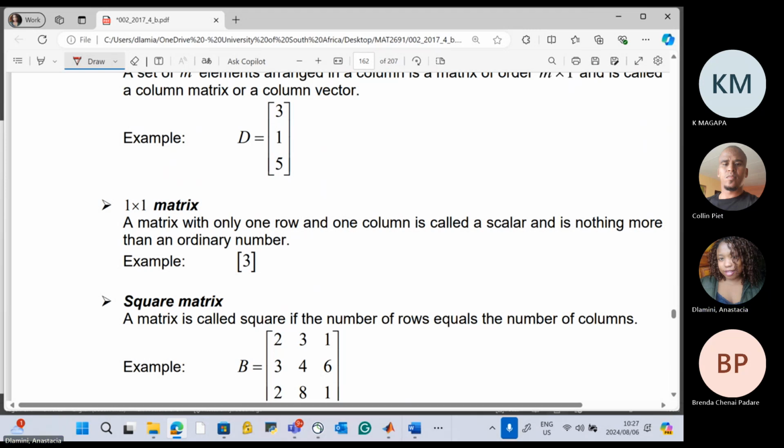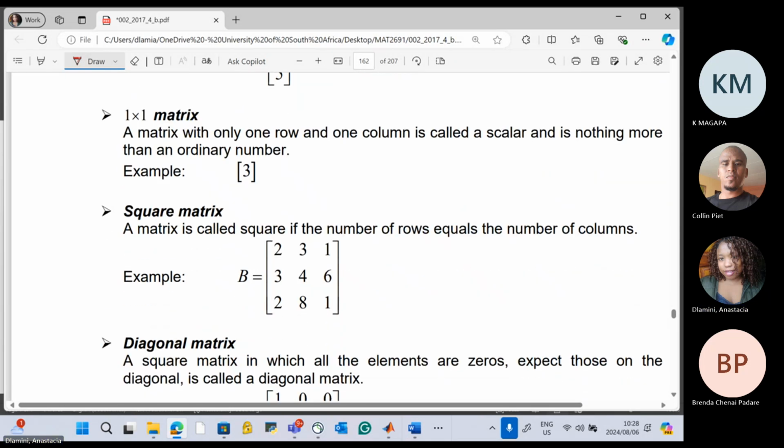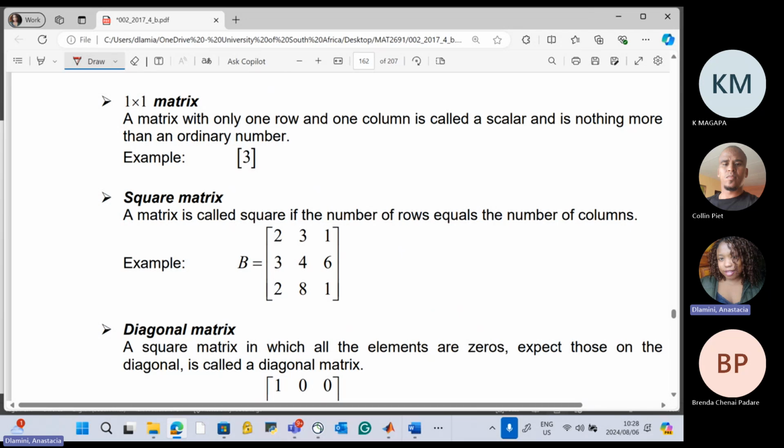Yes, ma'am. Now they say a 1 by 1 matrix, a matrix with only one row and one column, is called a scalar and it's nothing more than just an ordinary number. Yes or no? Together.